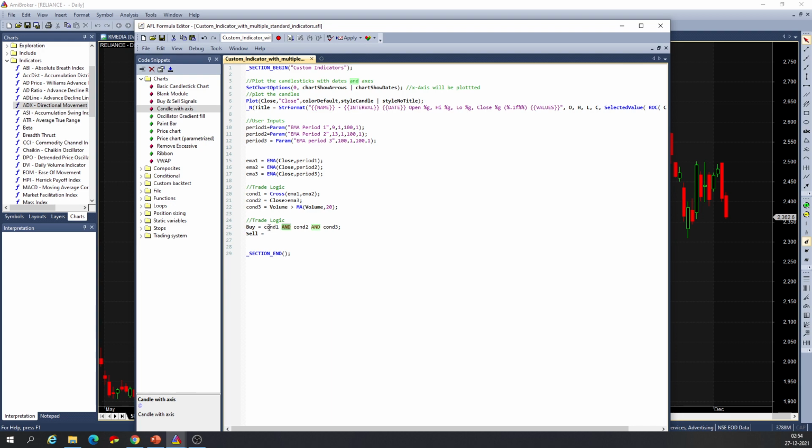So for buy, first is the cross of the shorter time frame above the longer time frame. So the 9 period moving average is crossing over the 13 period moving average. Our close is above the EMA 100, and volume is above the 20 period moving average. So this is our condition. And for sell, we will be using a different logic. Okay, so maybe we can just specify buy condition 1.